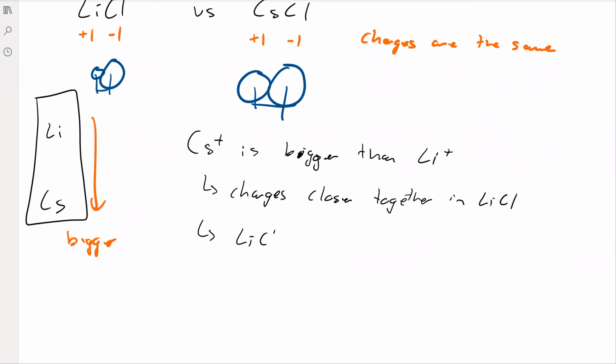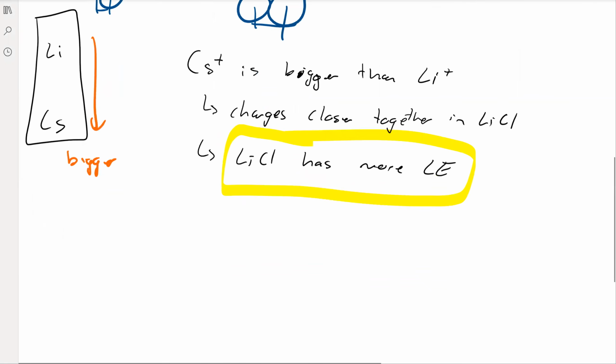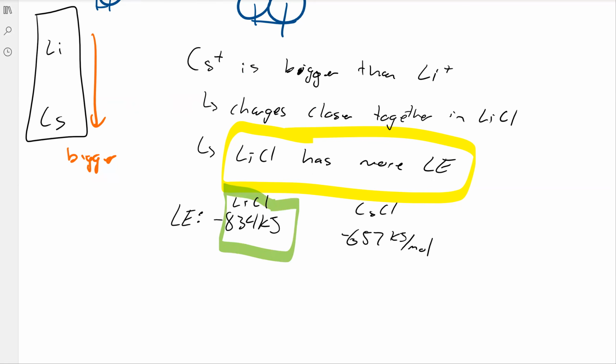And so what we say then is that lithium chloride has more lattice energy. Its magnitude of lattice energy is greater. It is going to be the more stable lattice. It's going to have the stronger ionic bond. And if you compare the lattice energies from the literature, for lithium chloride, it's going to be -834 kilojoules per mole, whereas cesium chloride is -657 kilojoules per mole. Note that these are both negative numbers because we're releasing energy, we're becoming more stable. And so we can see that the magnitude of the lithium chloride value is larger than the cesium chloride, right? They're negative numbers, it's a little bit weird, but just think about absolute value.